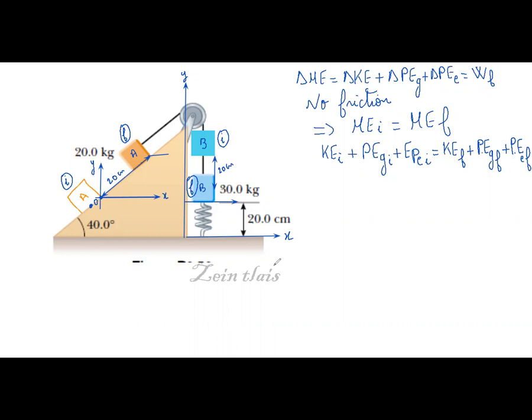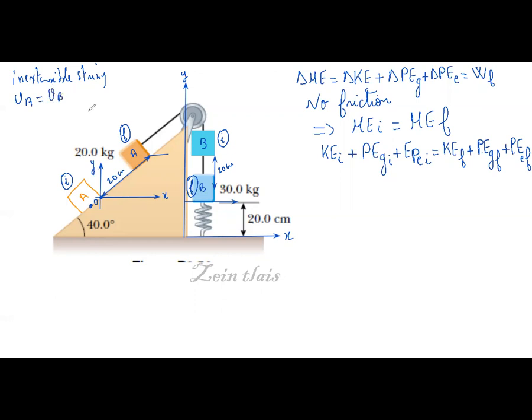I said this before, for this kind of system, you have to choose x and y, the reference, independent for A and B. Okay, initially we don't have velocity. A and B at the initial position have V equals 0. Let me see before. We have an inextensible string. So VA equals VB at any point.